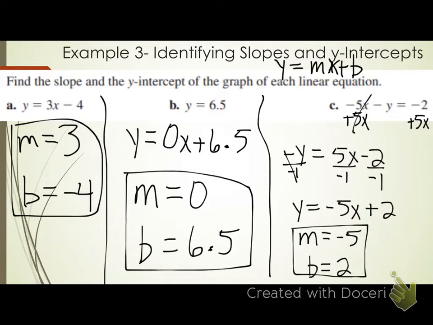Questions on letter C? So if you get problems like this, it says find the slope and the y-intercept of the graph of each linear equation. Easiest way to do that is putting it into slope-intercept form first. Make sure it's in slope-intercept form. Whatever number is being multiplied by x, that's your slope. Whatever number is your constant, your number without the variable, that's your y-intercept. Questions on example 3, A, B, or C?